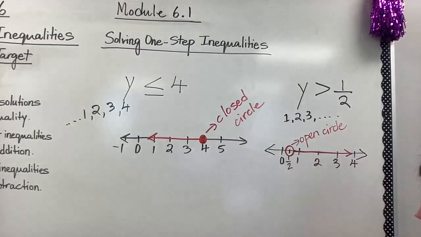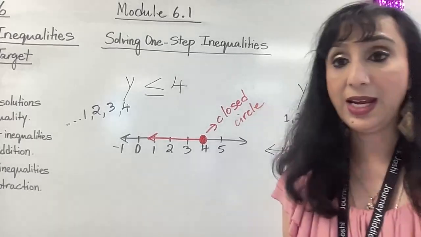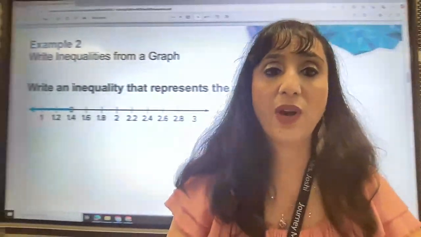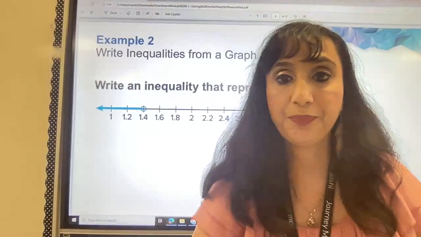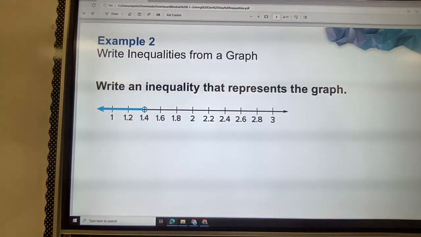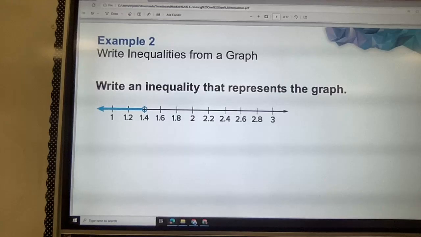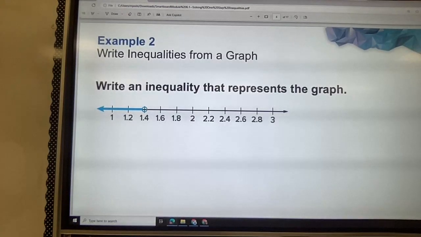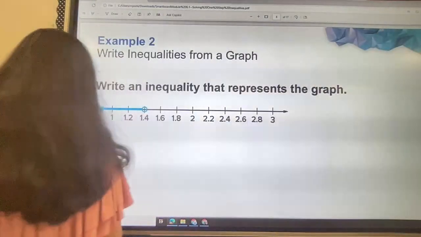Now, let's go ahead and we are going to write an inequality that is being represented by the graph that I have over here. So let's look at this graph. Okay? Now, we can see that in this inequality, what do we have? We can see that the endpoint is shown as a circle.